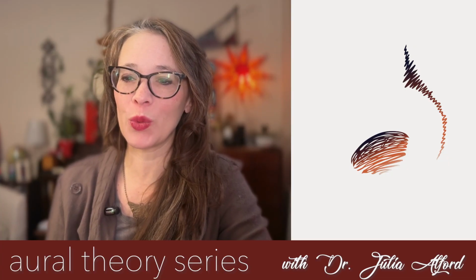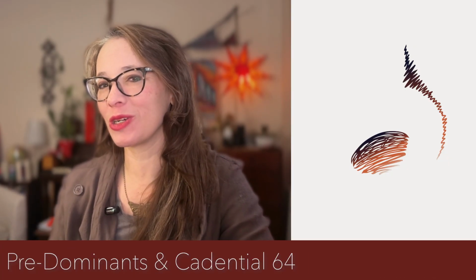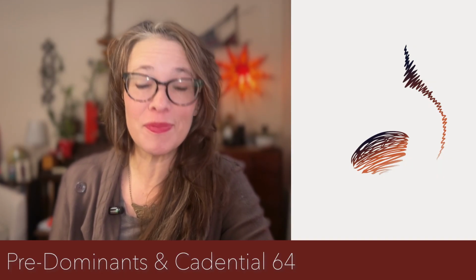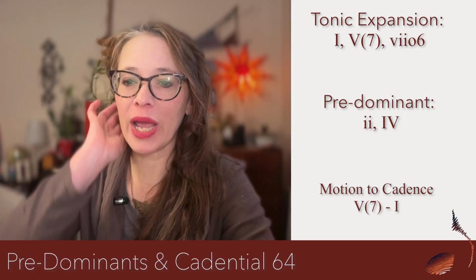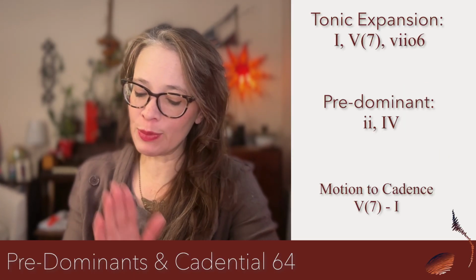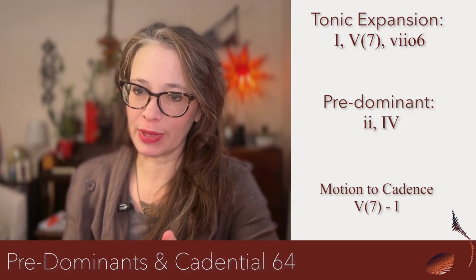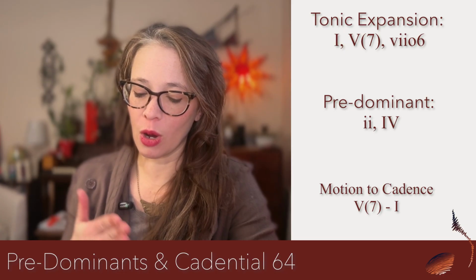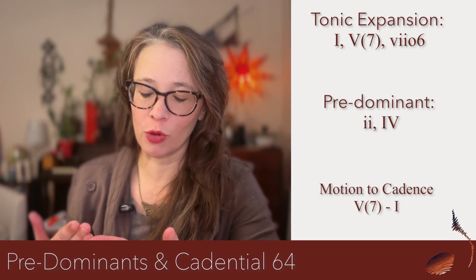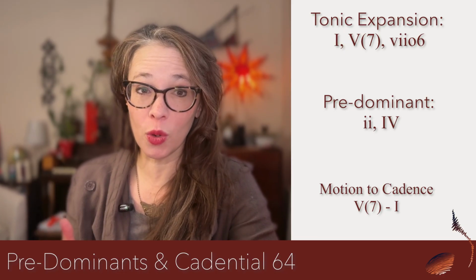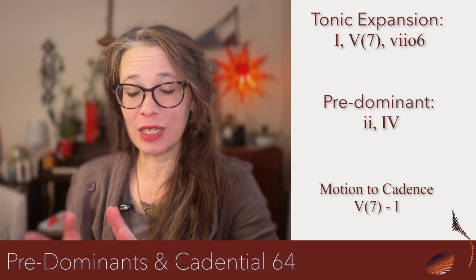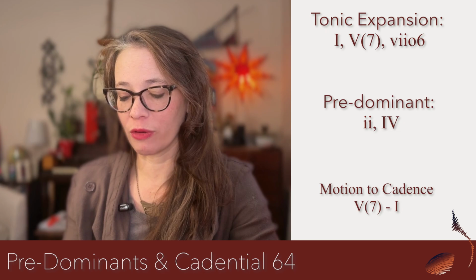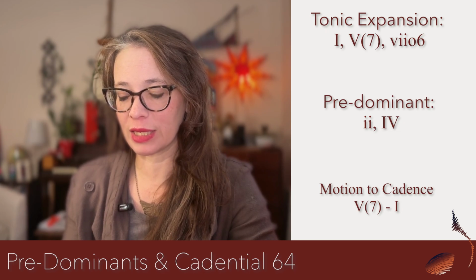In today's video, we are going to continue our exploration of harmonic dictation by adding a little bit to the predominant section and introducing the cadential 6/4 chords. Okay, so to start off, we're keeping with that tonic expansion section at the beginning. Again, that can be a 1 or some variation of the 5 chord. So the 3 notes in the 1 chord: do, mi, sol. The 4 notes in the 5/7: sol, ti, re, or fa. So some combination of that.